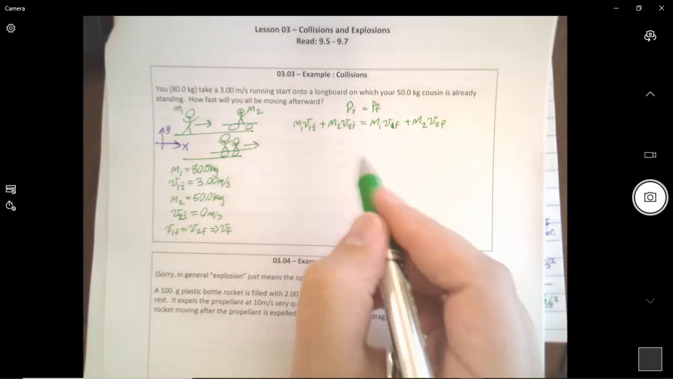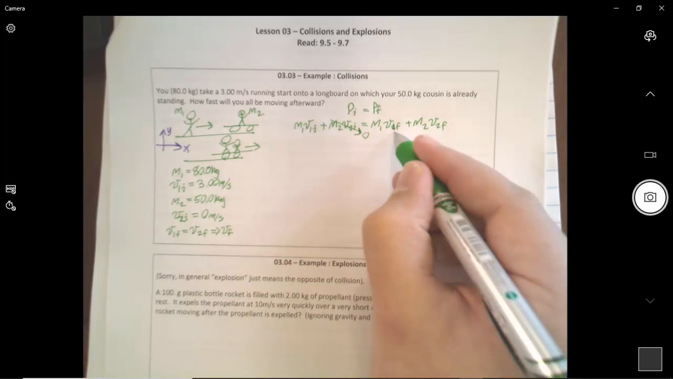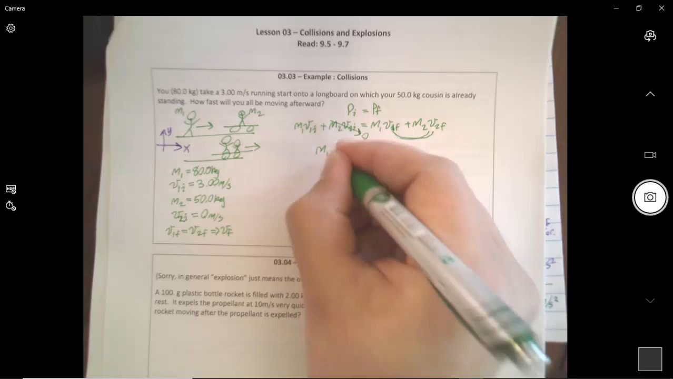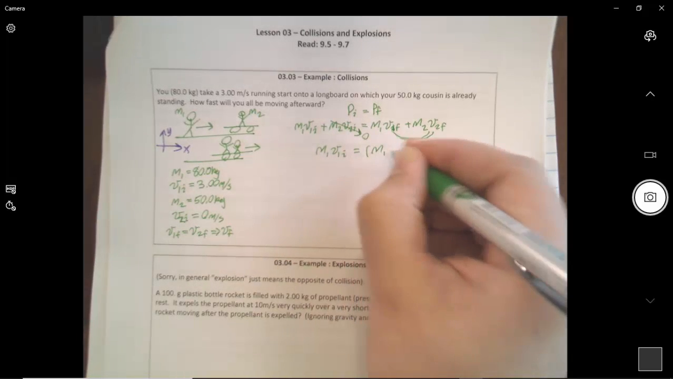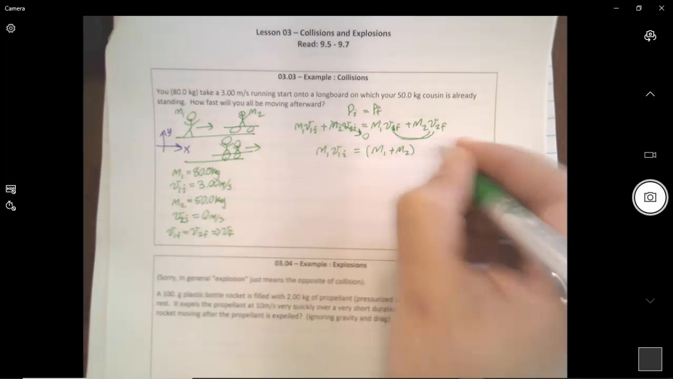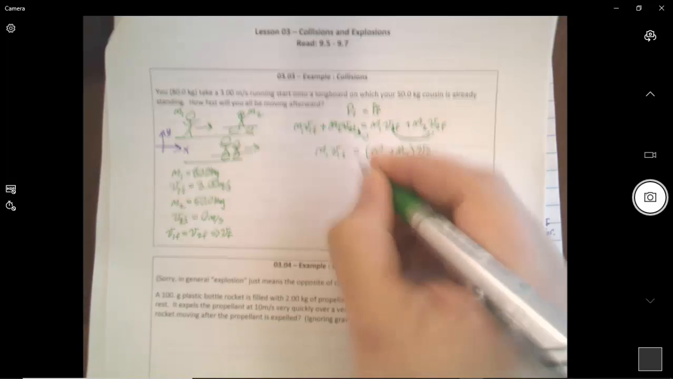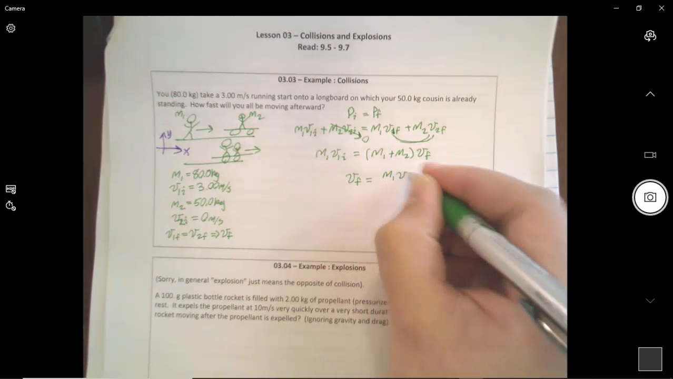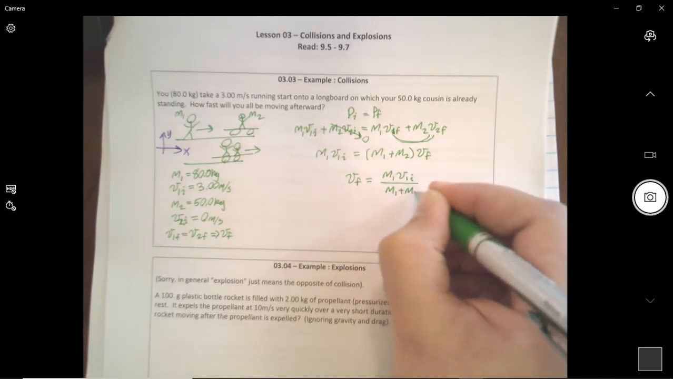And then we can begin eliminating things, right? So we know that this is equal to 0, and we know that these two are the same. So we can say M1 V1I is equal to M1 plus M2 VF. We're trying to find VF. So we can have M1 V1I over M1 plus M2.